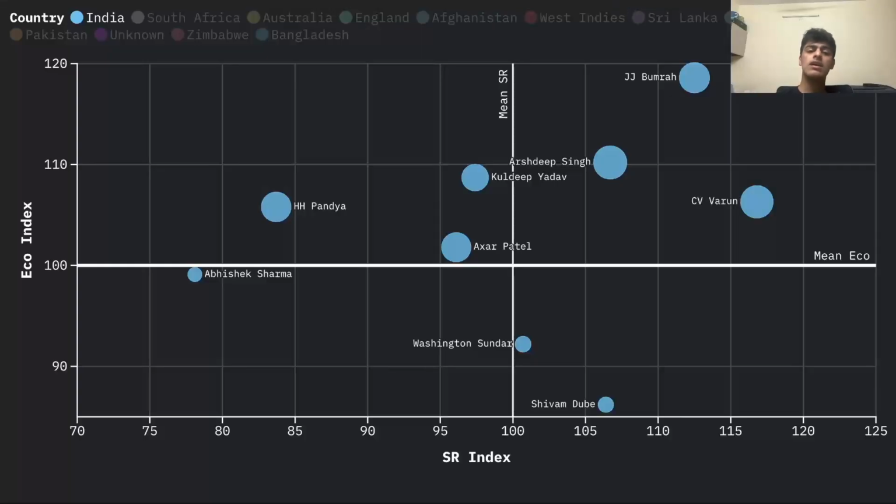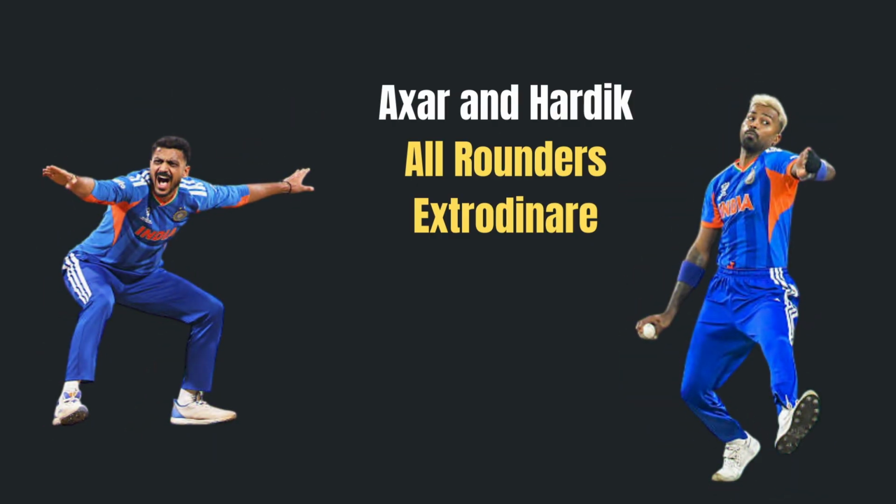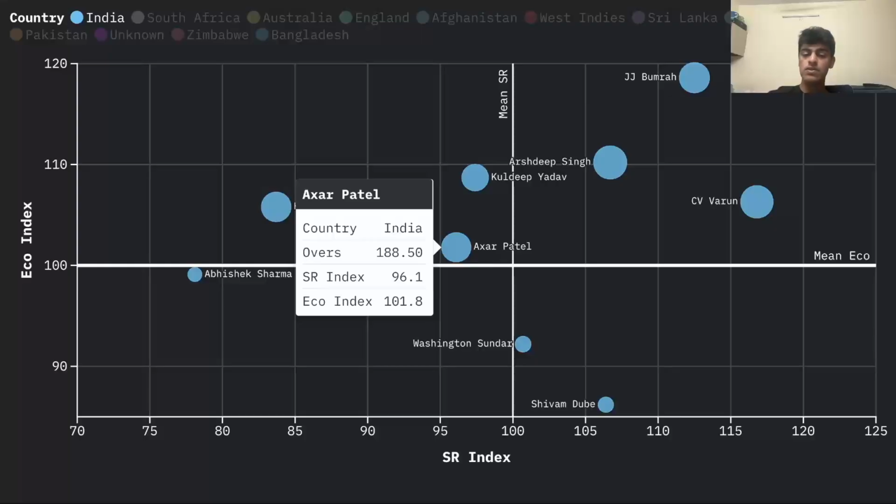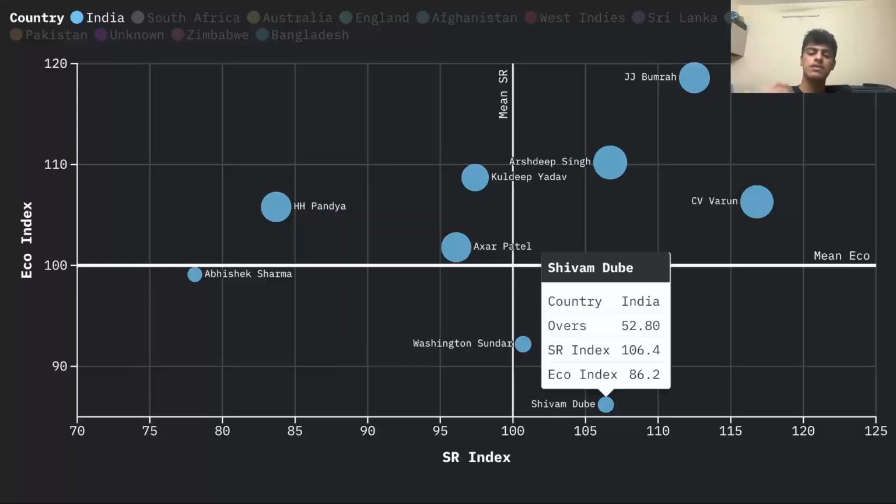Add to that, India have two all-rounders who are exceeding their category. Hardik Pandya, who's done incredibly well as an economical bowler, and Axar Patel, who's moved beyond that all-rounder category and has an eco index of 101.8. Additionally, his strike rate index is pretty high for a bowler who's primarily used as a defensive option. Now, India have a sixth bowling option in Shivam Dube, who's an aggressive option, but you know he's going to leak a lot of runs, especially because his eco index is at just 86.2.